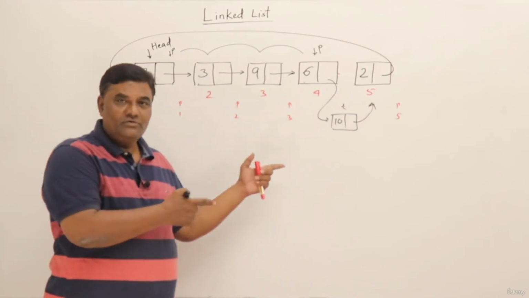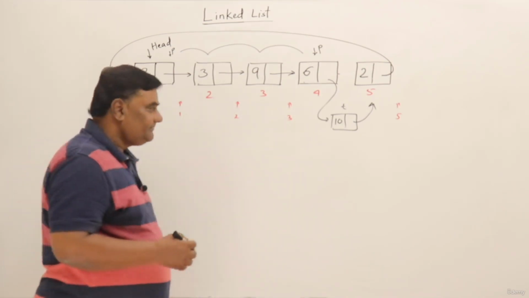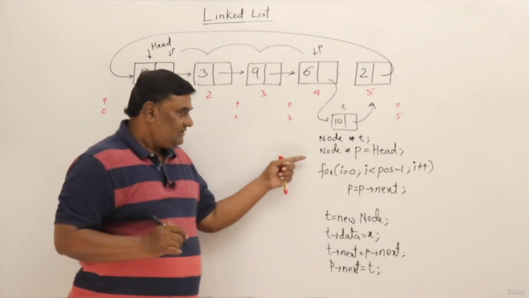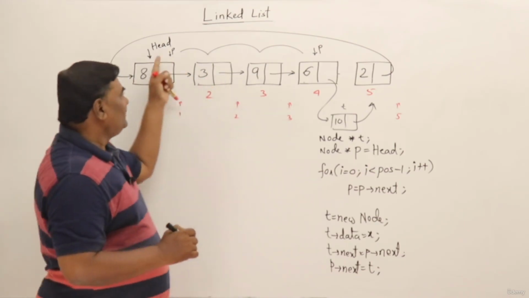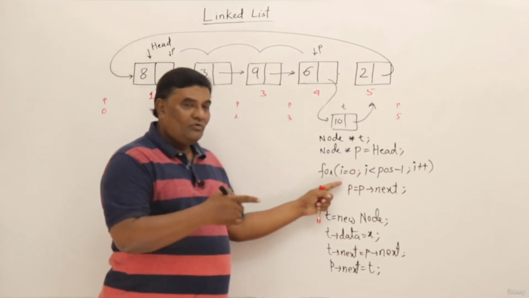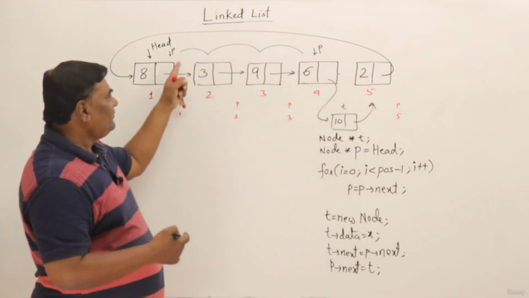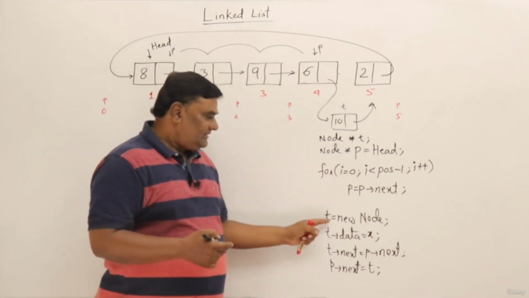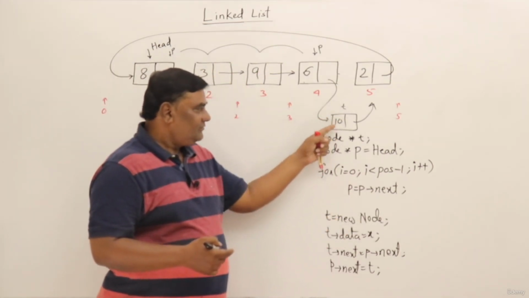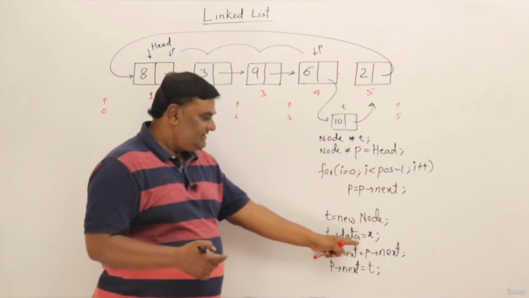Let us have a look at the code once again. I'll just write on the code. Here I have written the code. I need a pointer P upon head node. Then with the for loop, move P for position minus 1 times. If the position is 4, then move P for 3 times. Then create a new node. I am creating a new node and filling the data, T's data.